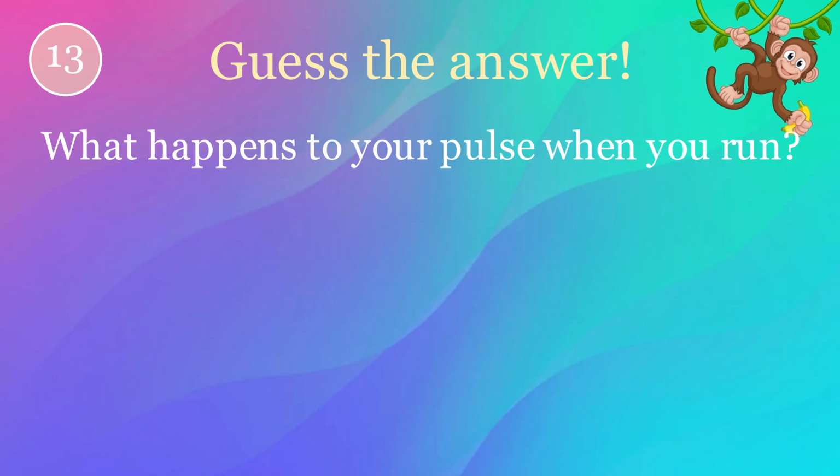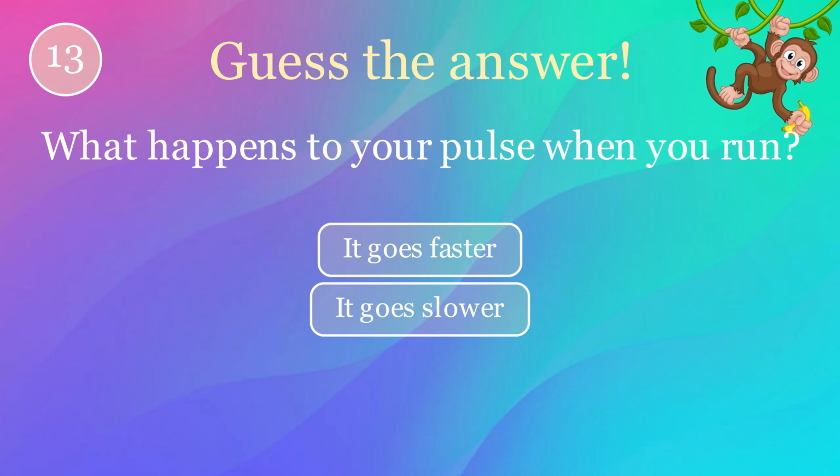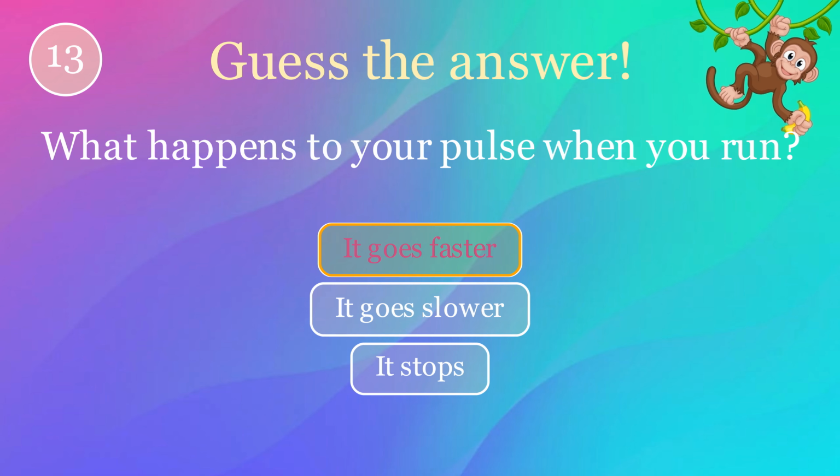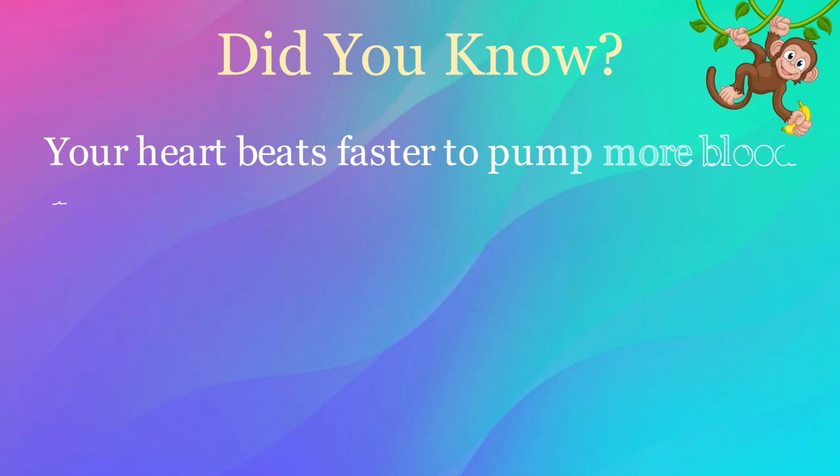What happens to your pulse when you run? It goes faster. It goes slower. It stops. The correct answer is, it goes faster. Here's an interesting fact. Your heart beats faster to pump more blood during exercise.